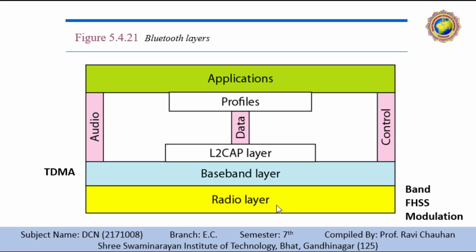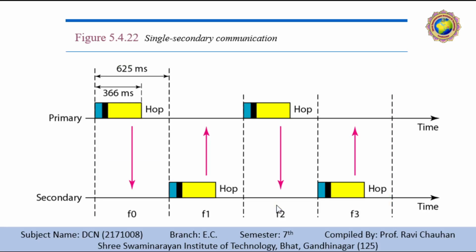Band. Which band is used? Bluetooth uses a 2.4 GHz ISM band divided into 79 channels of 1 MHz each. Fine.